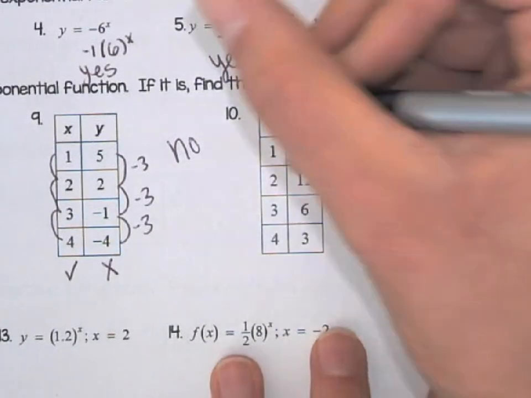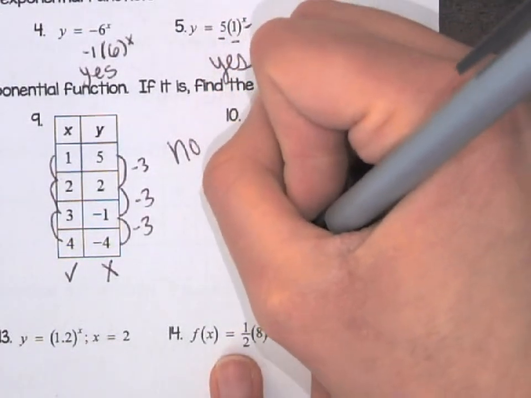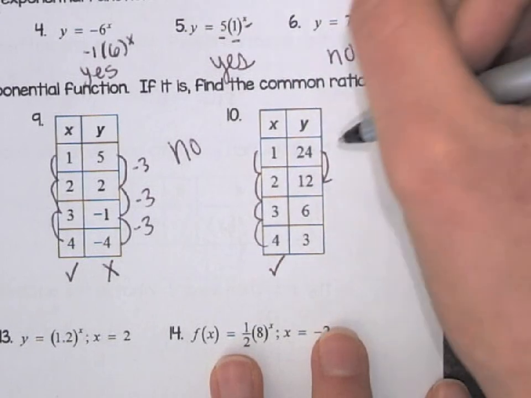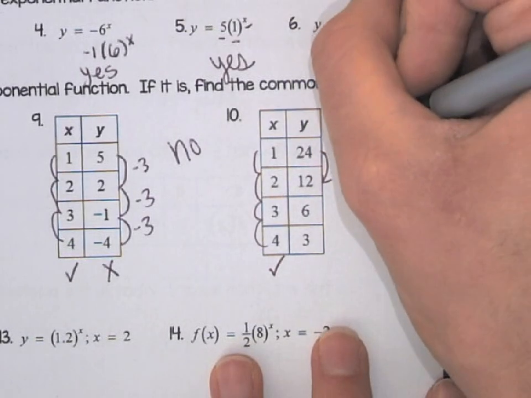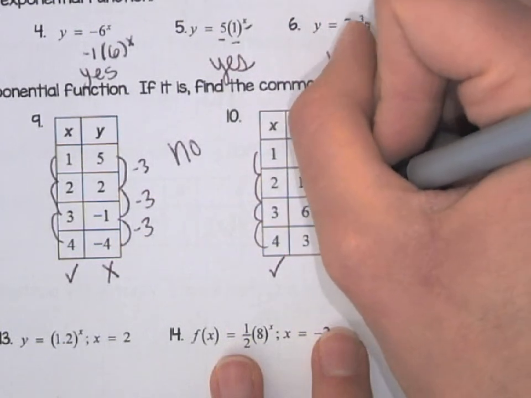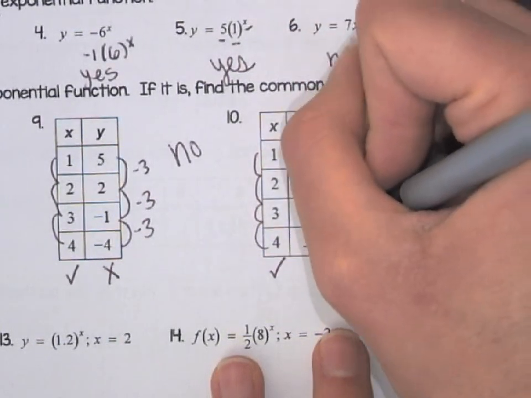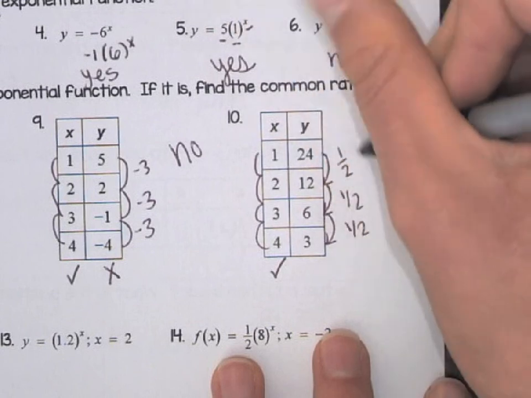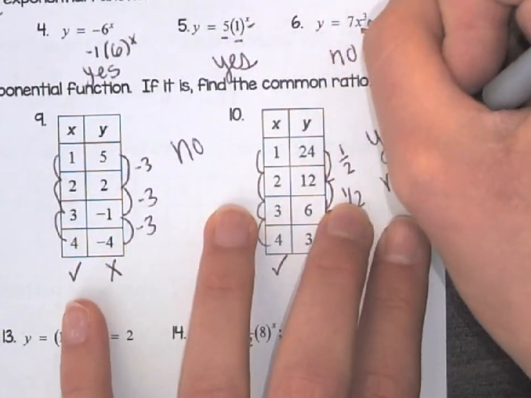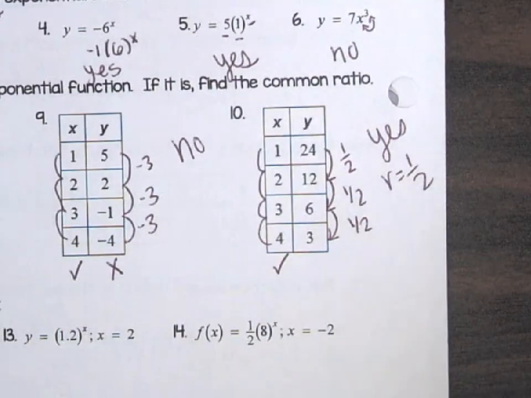And number 10, 1, 2, 3, 4. Those are good. 24 down to 12. Subtracted 12, or I times by a half, divided by 2. 6 is half of 12, 3 is half of 6. So yes, it has a constant pattern on this one. So yes, this one's exponential, and our ratio is 1/2.